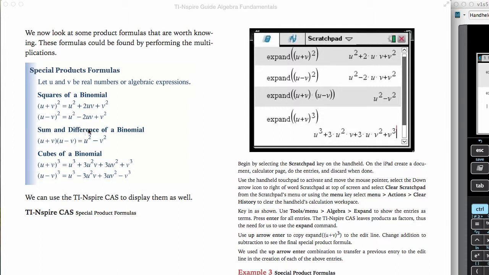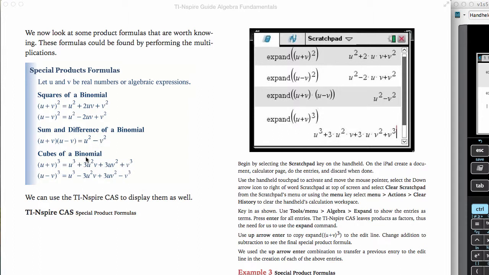When we have the sum and difference of a binomial, where one's plus and one's minus, the middle term, by using the FOIL technique, drops out, so we end up with just the first term squared and the last term squared with the subtract sign.